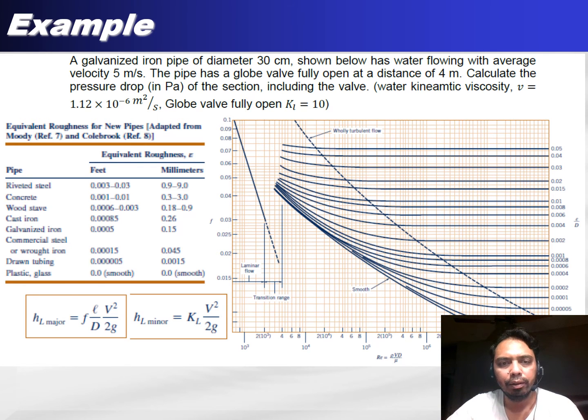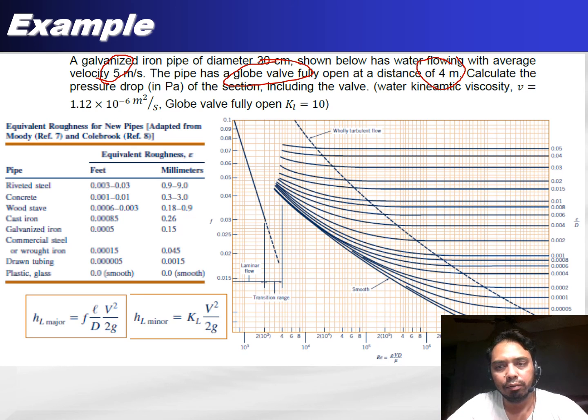So let's do an example on calculating the head loss in pipe flow. We have a galvanized iron pipe with known diameter and a fluid velocity of 5 meters per second, and it also has a globe valve, fully open, at a distance of 4 meters. We are required to calculate the pressure drop of the section including the valve, which means we have to calculate the major and minor head loss.